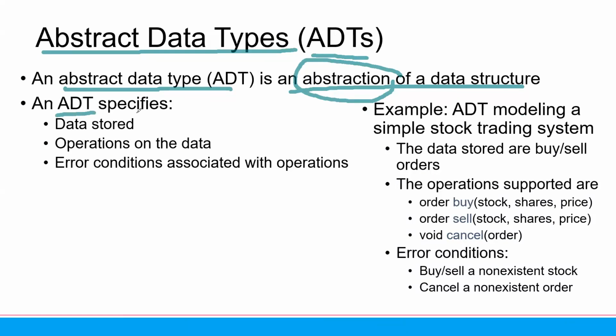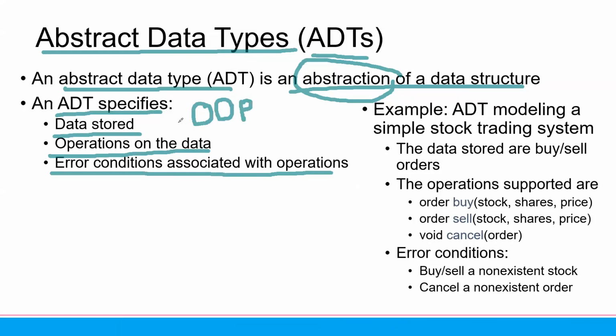So the ADT specifies the data stored, the operations on the data, and the error conditions associated with operations. I guess this is the concept of object-oriented programming, OOP. We will have the data, what kind of data we are going to use, and what the operations are. The operations mean the methods. And we need to give the conditions of the errors. If the operation is not appropriate to some condition, then it shows the error message.